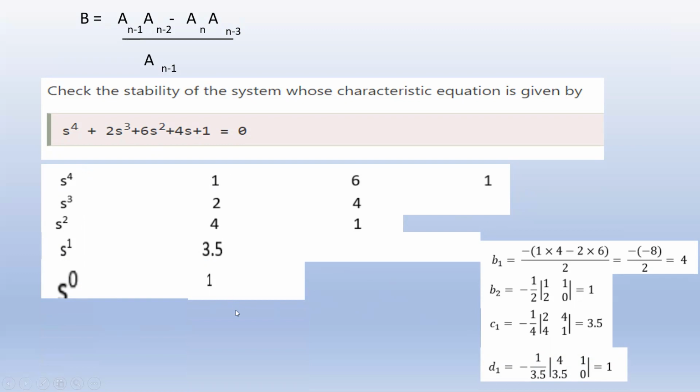And if we look at the first column of this Routh array, we can see that all of them are positive. There is no sign change from here to here, positive, no sign change, and here to here positive only, no sign change, no sign change, and no sign change. Thus we can say that the system with this corresponding characteristic equation is stable. So this is how we can apply the Routh-Hurwitz criteria.